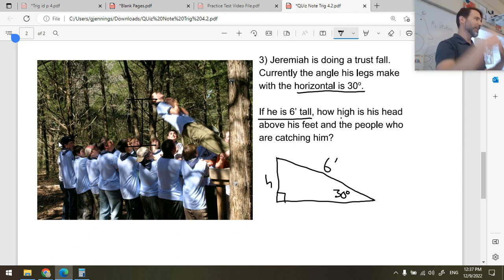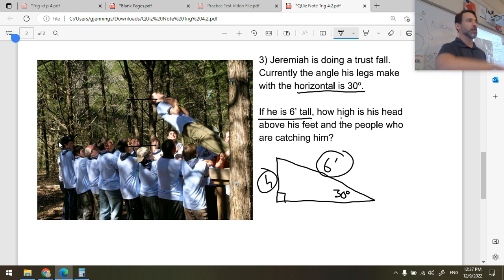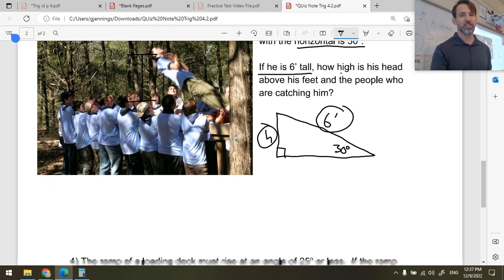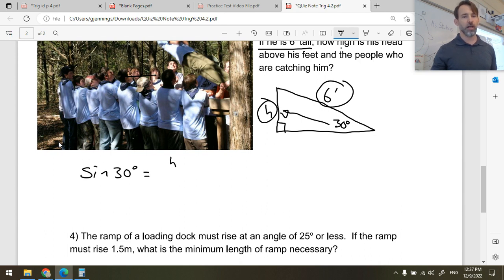Sing the song in your head. Sine is opposite over hypotenuse. It's a ratio of the sides. And in this case, this side is opposite, and he is the hypotenuse. He's the hypotenuse now, falling through space. So we're going to use sine, because sine relates opposite and hypotenuse. And I notice that this angle is opposite that side that has to cross the triangle to get over there. So sine is correct. Sine 30 degrees is equal to the unknown that I'm looking for over 6 feet.